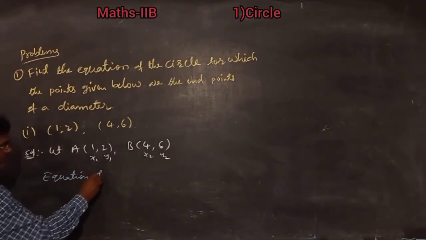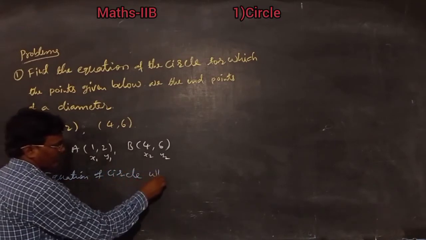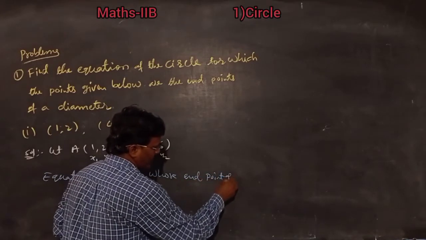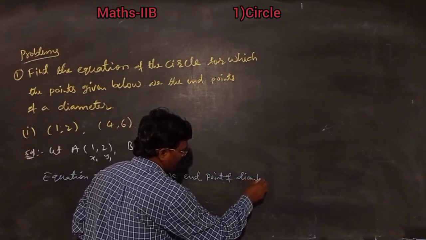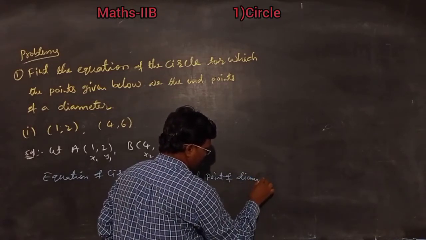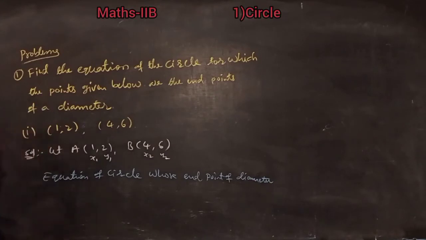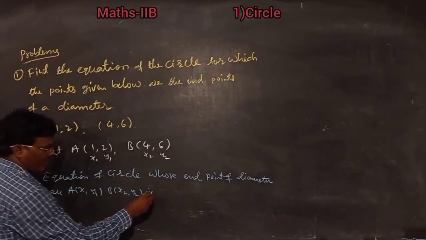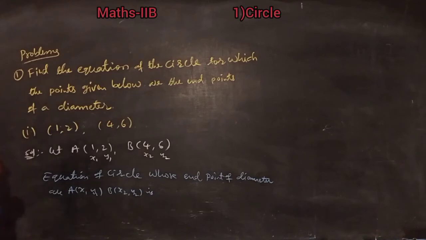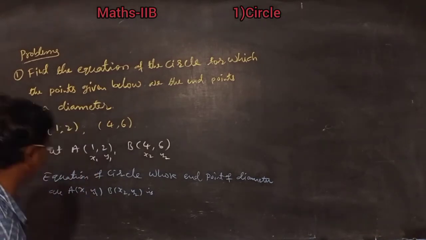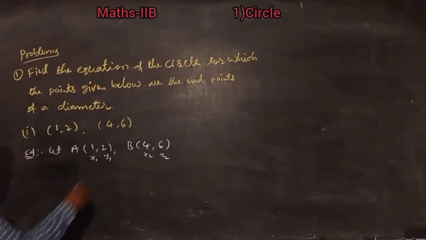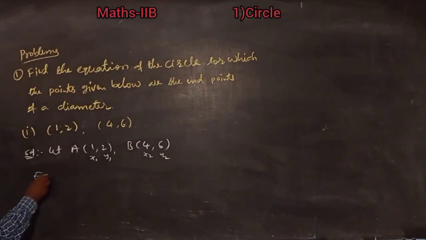Equation of circle whose end points of diameter are A(x1, y1), B(x2, y2). So what is the formula here?